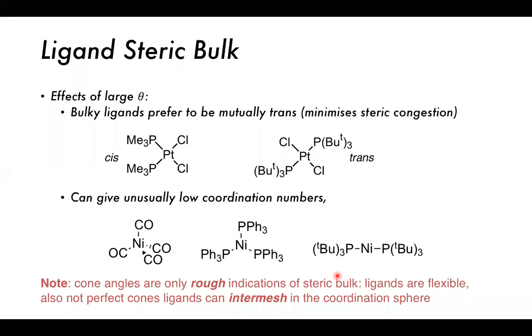Remember, however, that cone angles are only really rough indications of steric bulk. Ligands are actually more flexible than it seems, and they're also not perfect cones. Ligands can intermesh in the coordination sphere, so they can overlap, like the methyl groups can interlink a little bit. That's kind of okay, and it does happen.